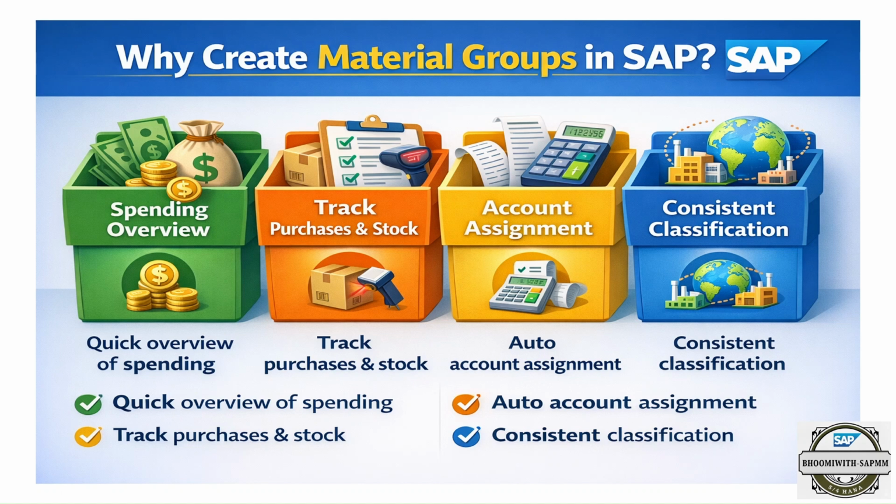Fourth, consistent classification. Material group ensures standards across the organization. Example, if all plants use the same material groups for helmets, shoes, then reports from different plants will be uniform and accurate. This is very important for audit, reporting, procurement analysis. So, a material group is mainly used for classification, reporting, purchasing, analysis, and account determination in SAP.